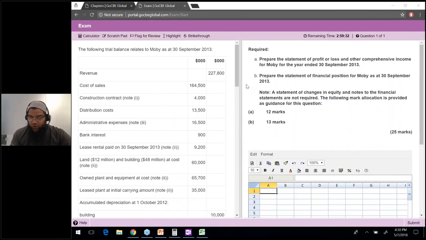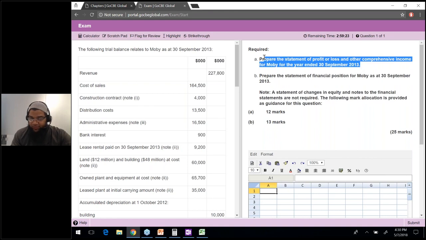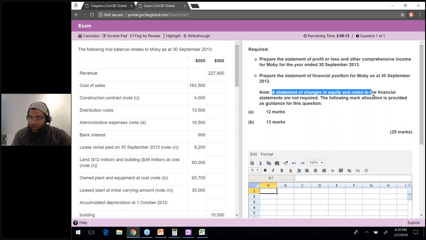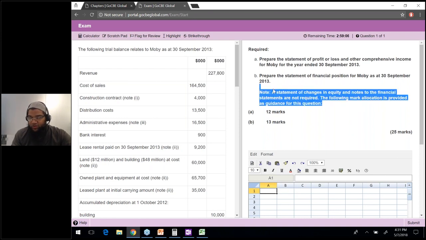Okay, so the question has loaded. Now the requirement says: prepare a statement of profit or loss and other comprehensive income for Moby for the year ended 30th September 2023. Prepare a statement of cash flow. Prepare a statement of financial position for Moby as at 30th September 2023. And in the note, the question says that a statement of changes in equity and notes to the financial statements are not required. The following mark allocations are provided as guidance for this question.